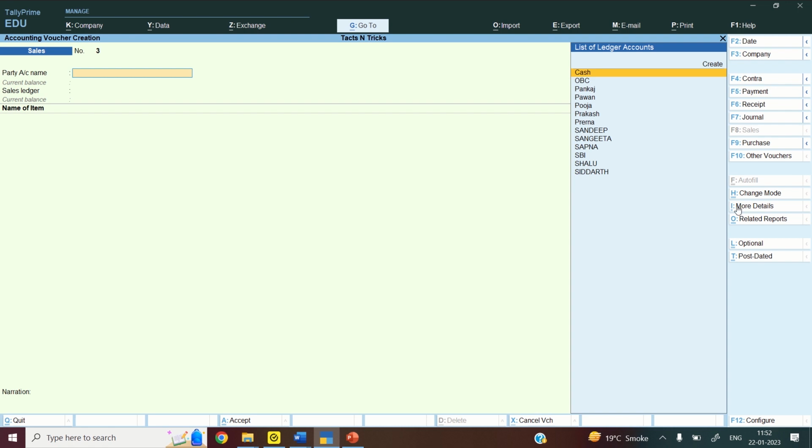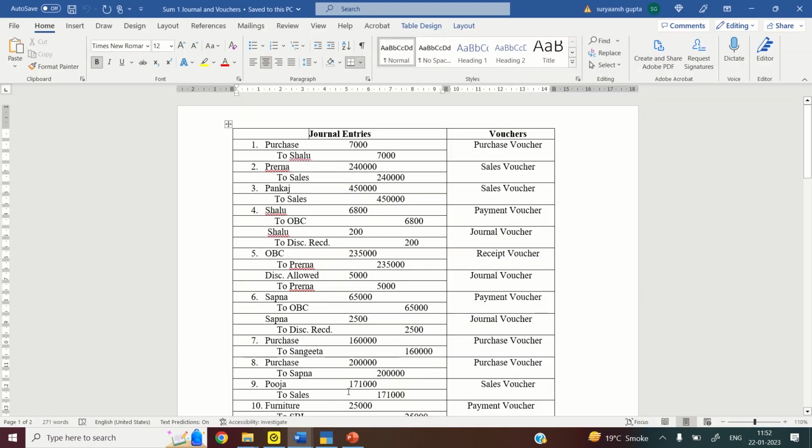Now I go to the journal entries which I have created for you all. So first we have done purchase from Shalu. Second is credit sales, Prerna to sales, sales voucher. Third is Pankaj to sales, sales voucher. Number fourth. Now let us see the number fourth journal entry.